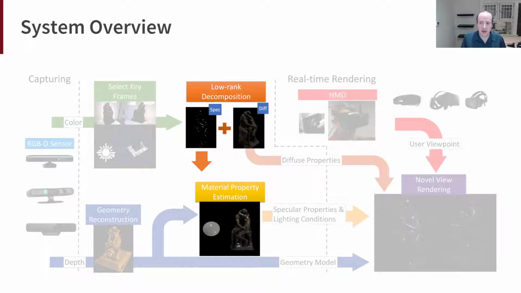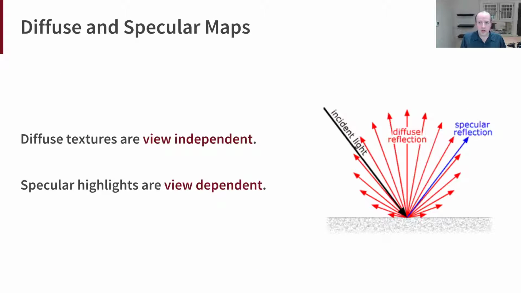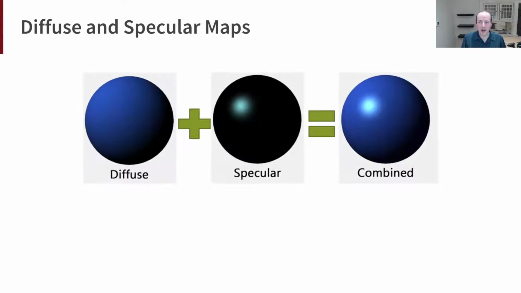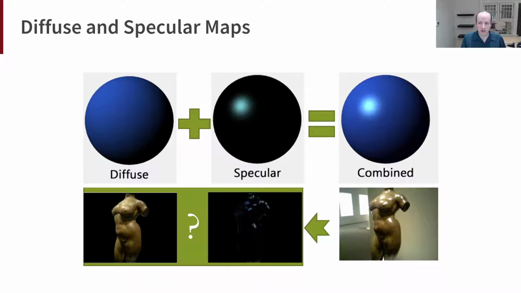Next, we need to estimate the illumination and surface material properties. Our approach leverages the fact that specular highlights are view dependent, meaning that they will vary across the image sequence. The diffuse components, however, should remain constant across the image sequence regardless of the camera's viewpoint. In a normal rendering pipeline, the diffuse and specular components can be combined to produce a realistic rendering of the object. Low-rank decomposition essentially does the opposite and extracts the separate diffuse and specular maps from the combined color image.